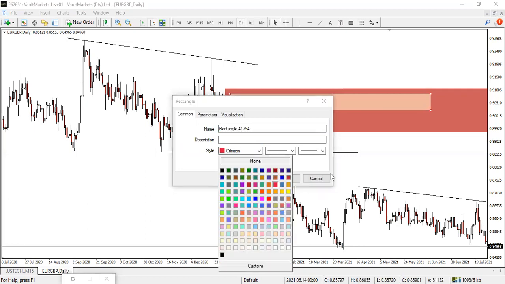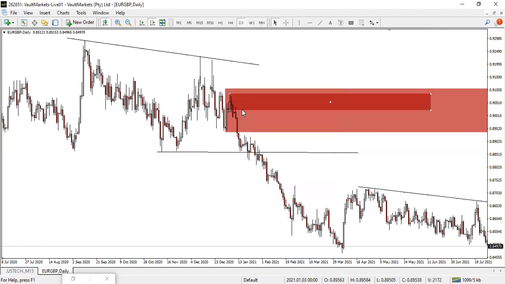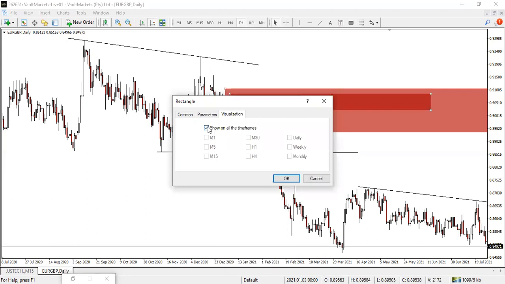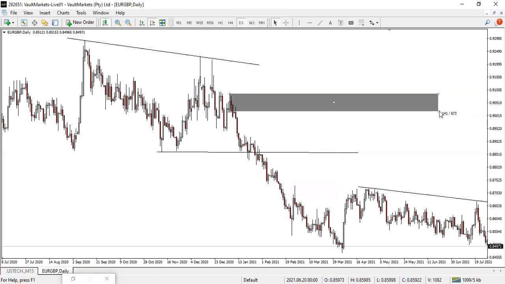So now, my favorite color, gray. So now we will remove this rectangle. This is for daily time frame only. Oh, oops, no, for weekly time frame only. All right, so now this is our point of interest on daily time frame.